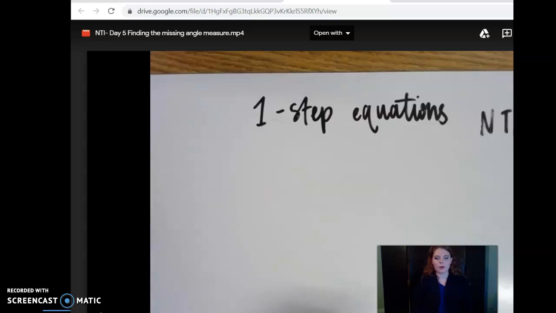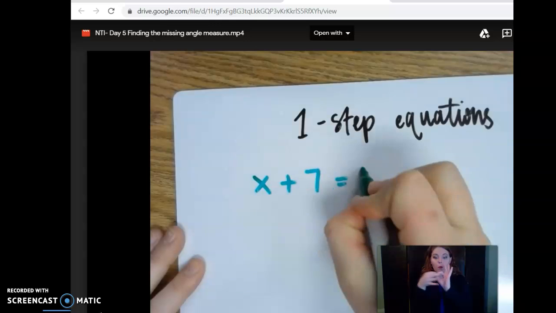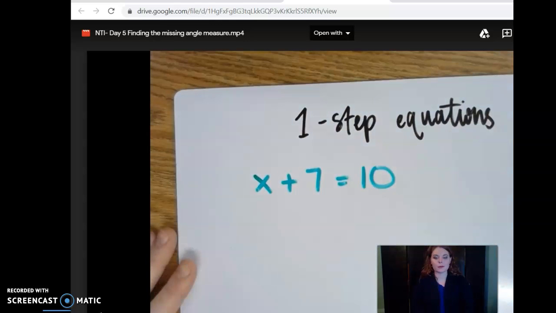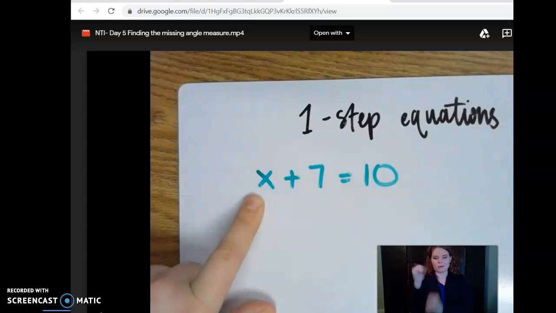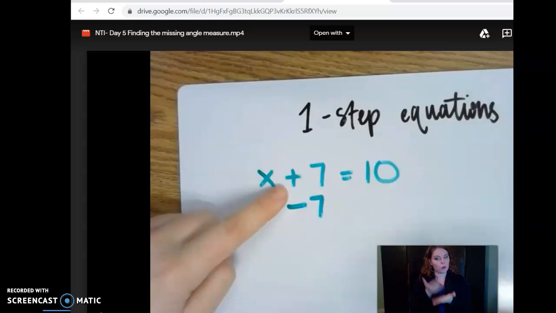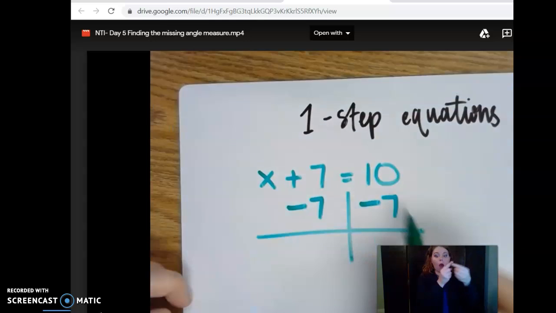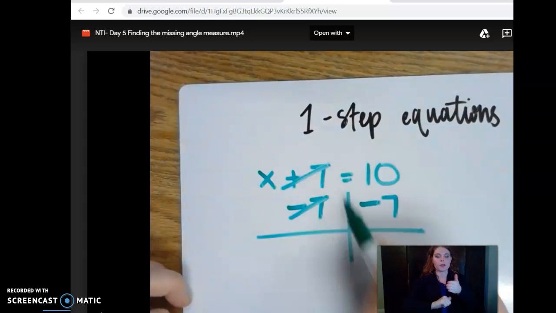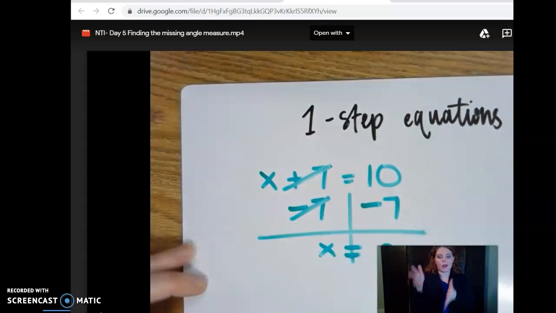We're going to review one-step equations because you're going to use this and add on to what you learned yesterday. If we have an equation like this, it is asking you what number plus 7 equals 10. Now, most of us know this is 3, but we have to show our work to prove it. So we do the opposite of what's happening. So instead of adding, we'll subtract from both sides. These will cancel and we'll solve the math over here. 10 minus 7 is 3, so x equals 3.